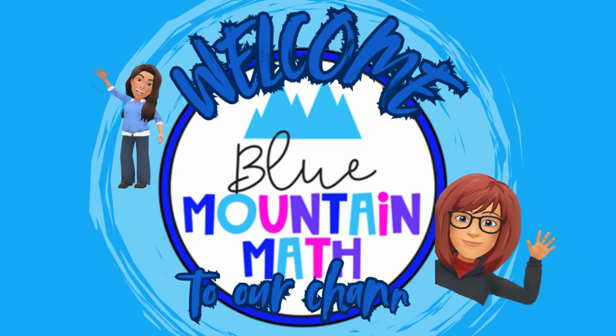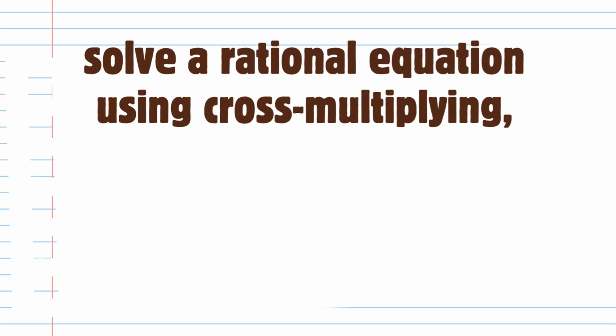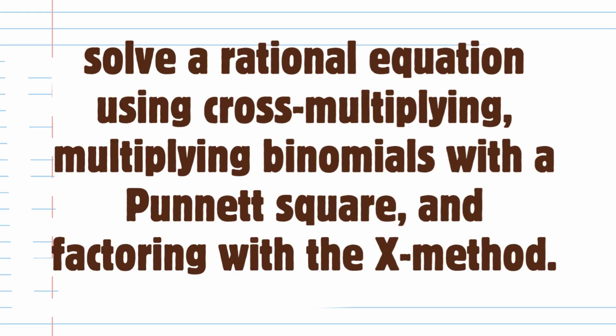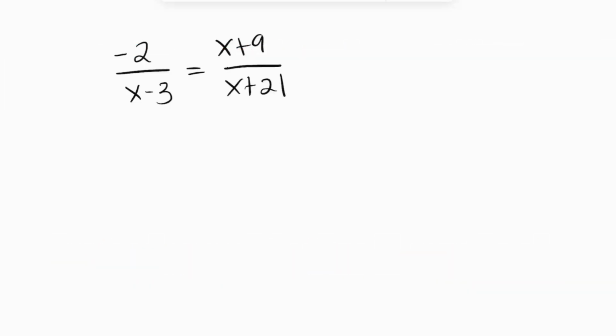Welcome to class. Today we're going to solve a rational equation using cross-multiplying, multiplying binomials with Punnett squares, and factoring with the x method. So here's the problem we're working on: -2 divided by x minus 3 is equal to x plus 9 divided by x plus 21.